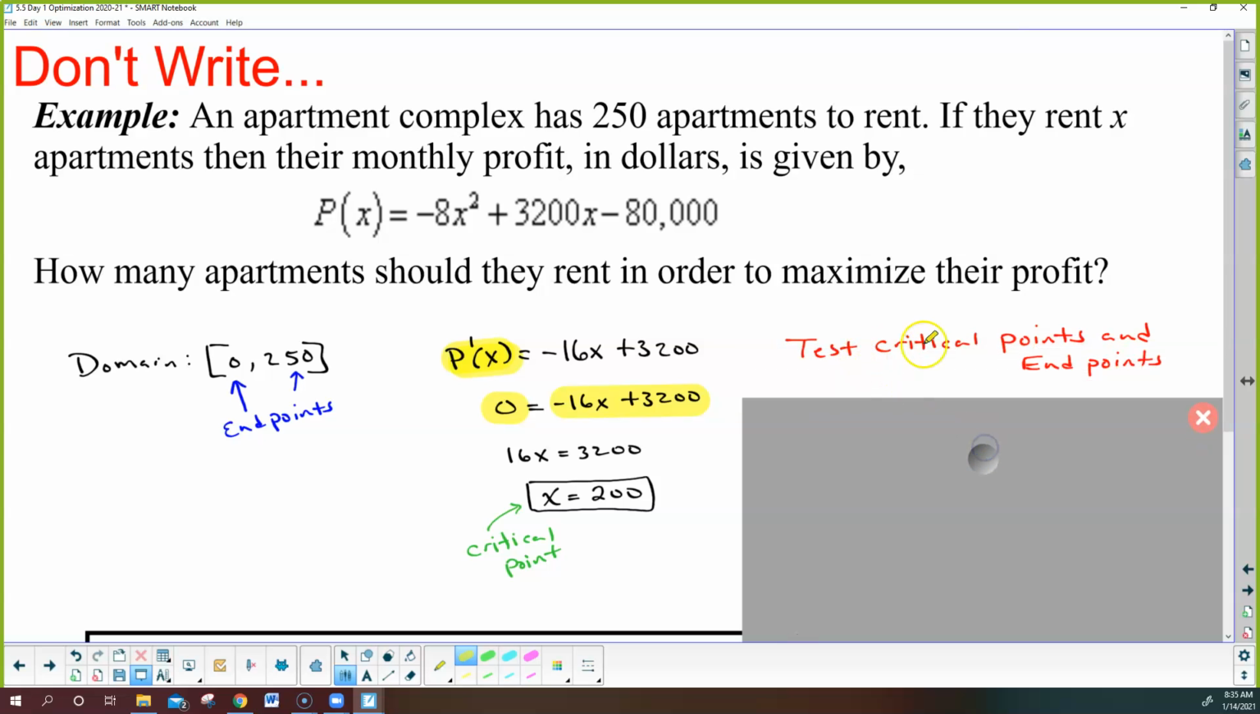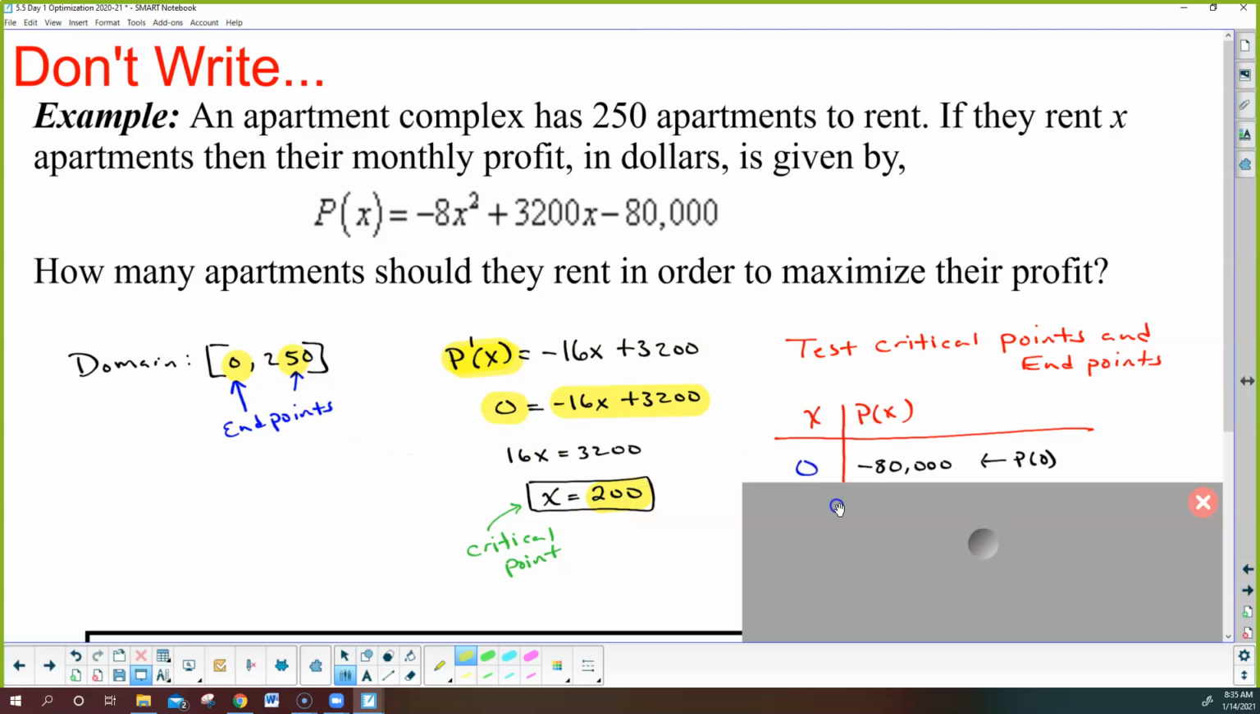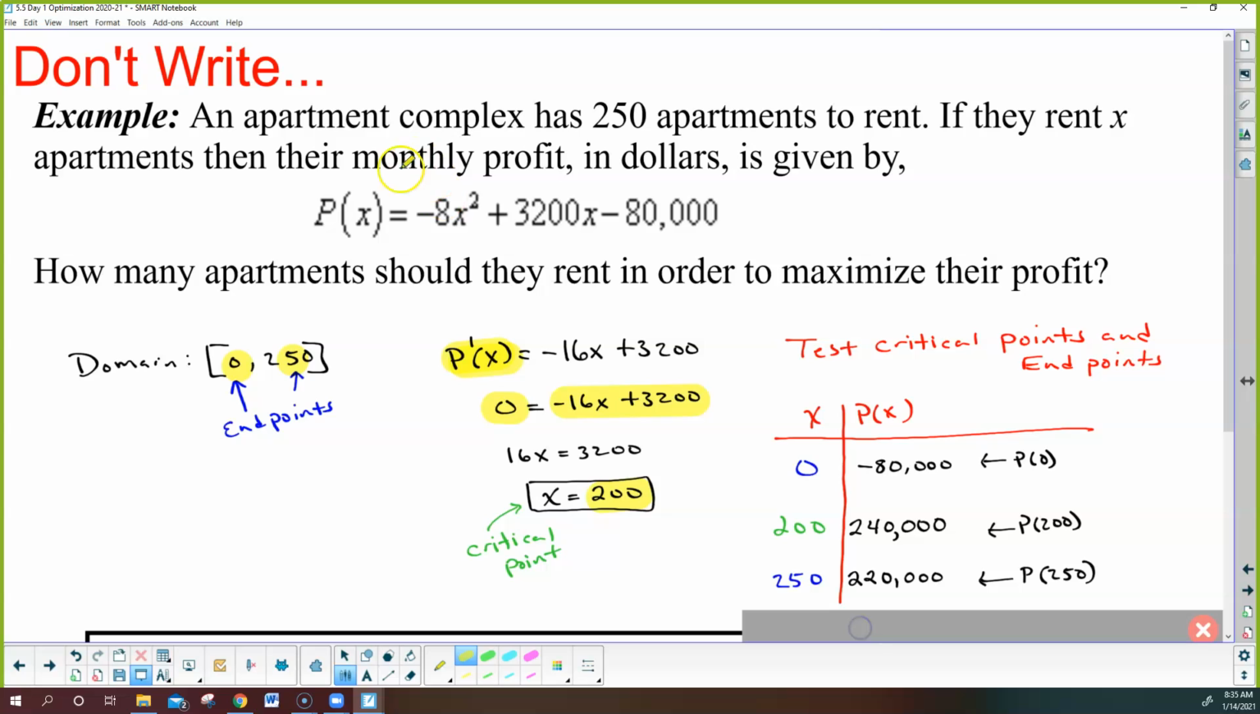We have to test the critical points, which is 200, and the endpoints. So those are my 3 items that I have to test. And when we test them back into the original function, because I want to see which one has the max profit. Well, if I rent out 0, I get negative $80,000.